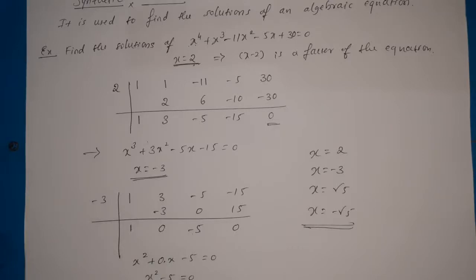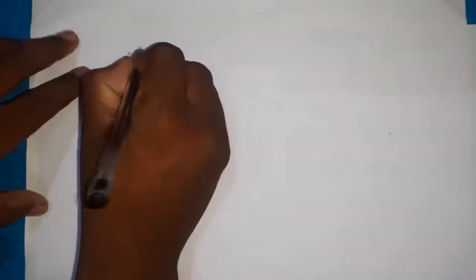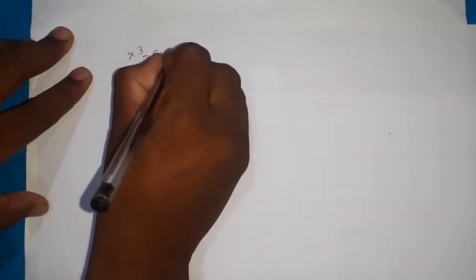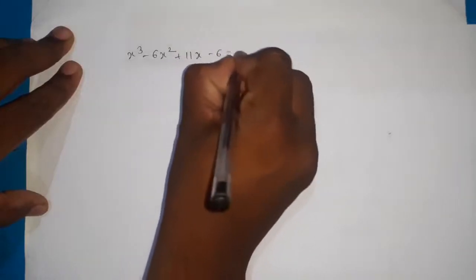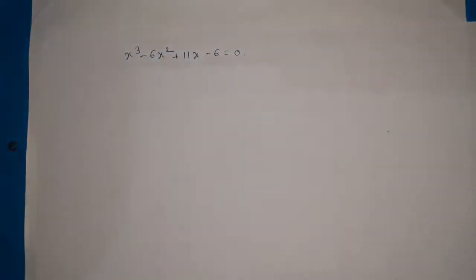Let us have one more example on this synthetic division. Now x cube minus 6x square plus 11x minus 6 equal to 0. So it is the cubic equation where x cube minus 6x square plus 11x minus 6 equal to 0, which is cubic. Now again by using the trial and error method.